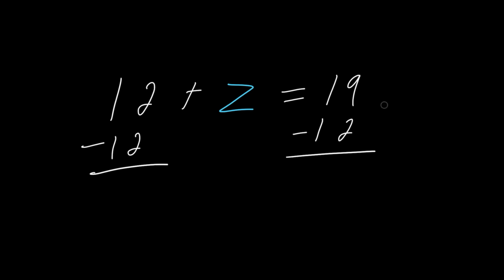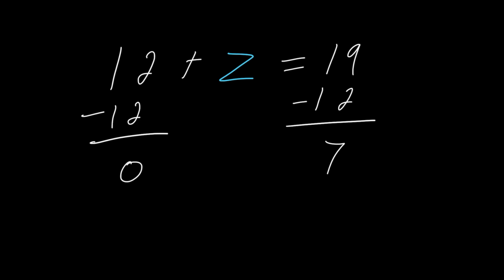What is 19 minus 12? Well, that's 7. And what's 12 minus 12? Well, that's going to be 0. So we know that Z equals 7.